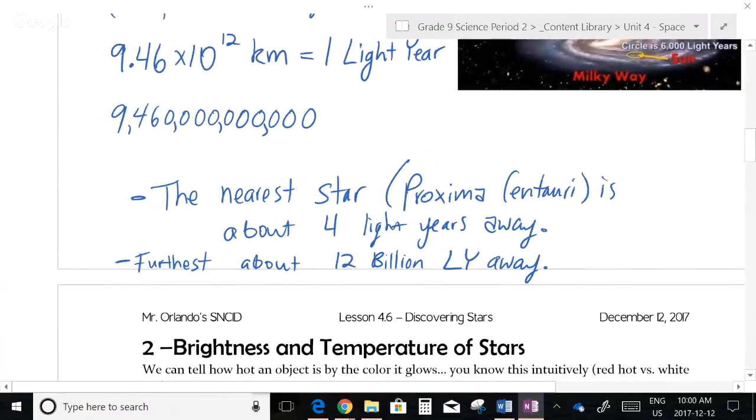Now, how the heck do we look at something 12 billion light years away, light that took 12 billion years to get here, and know anything about that star? And what I want to talk about to start is this.